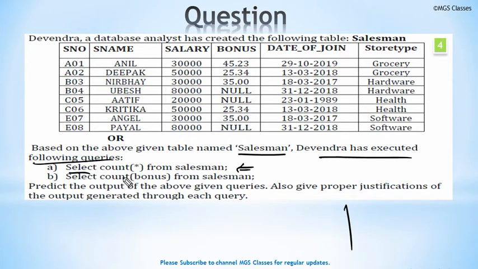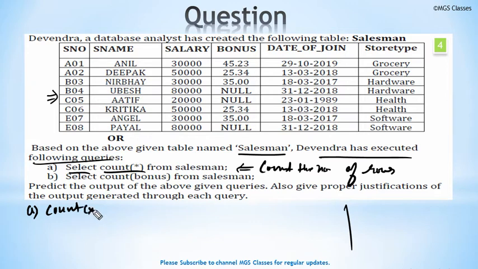Count star is an aggregate function used to count the number of rows, irrespective of null values. Whenever there is a null in a row, it will count that row also. So count star will count the number of rows. In portion A, the output of count star will be how many rows are there: 1 2 3 4 5 6 7 8. You need not count the header of the table, remember. So there are 8 rows, and count star will return 8.